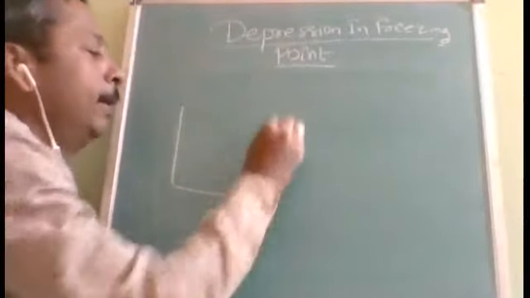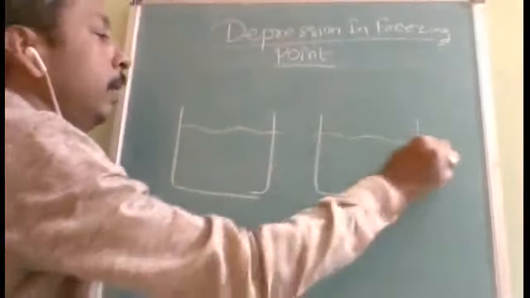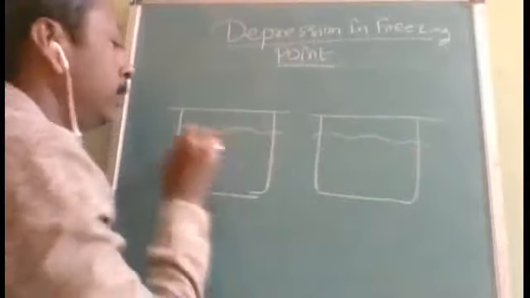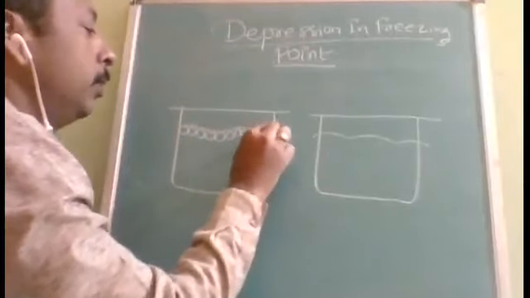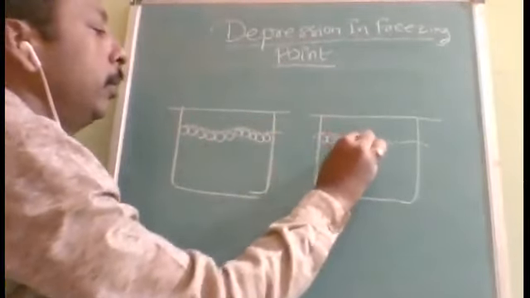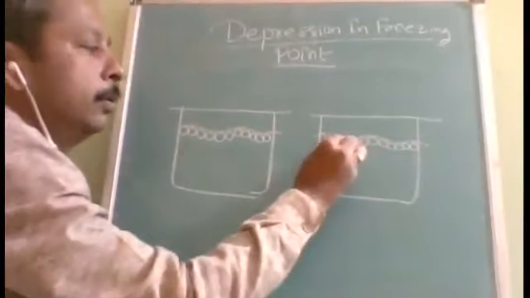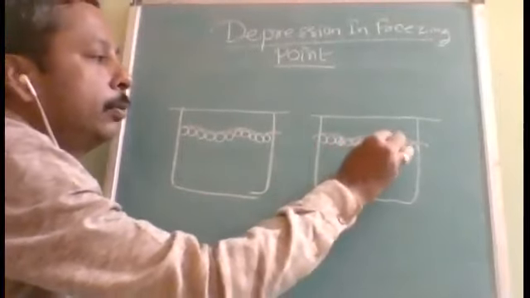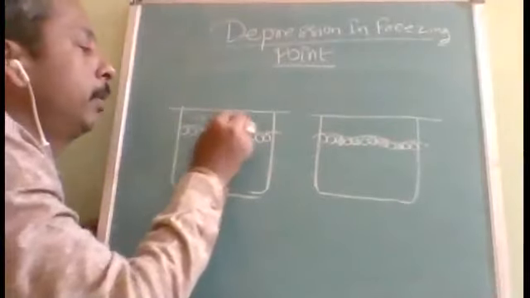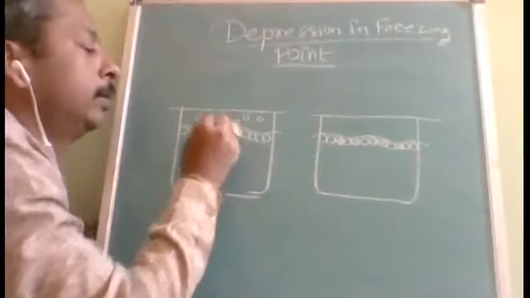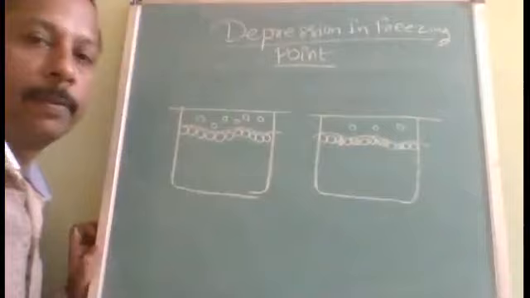Now let us take two different containers. One contains only solvent, another contains solution. The solution is made by dissolving a non-volatile solute in a volatile solvent. This line diagram will show that it is a non-volatile solute. Now here, all molecules can evaporate, so vapor pressure will be more, and here few molecules can evaporate, so vapor pressure will be less.